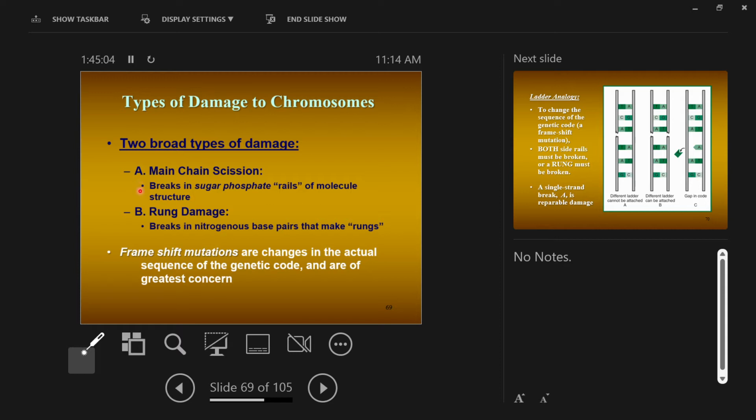It's less bad, less of a severe outcome if you damage one of the rails, but main chain scissions are damage to the rails. Rung damage is damage to the actual code, okay? Breaks in the nitrogenous base pairs that make the rungs. Now what we're going to worry about most here is something called a frameshift mutation.